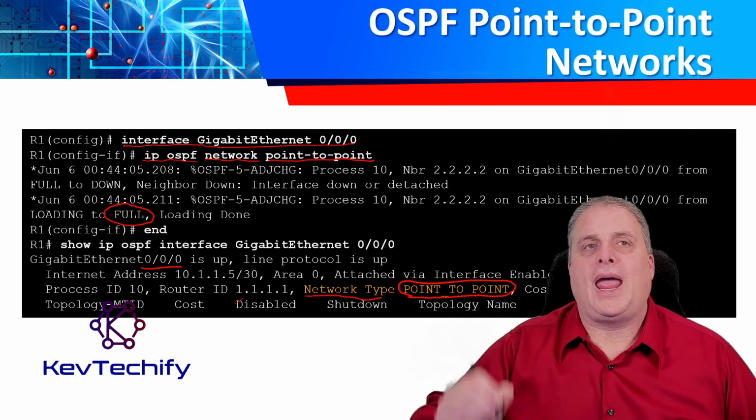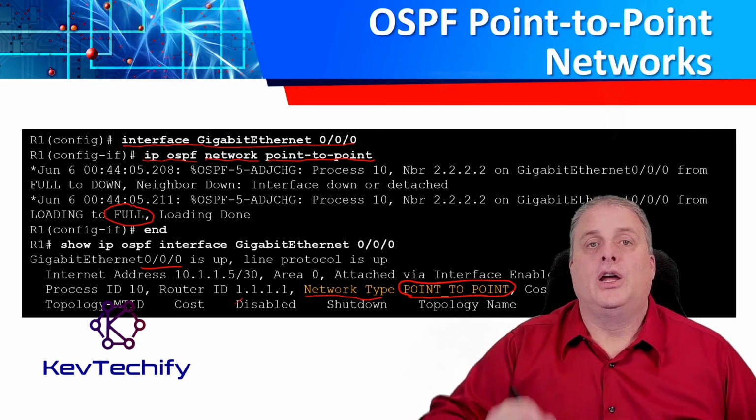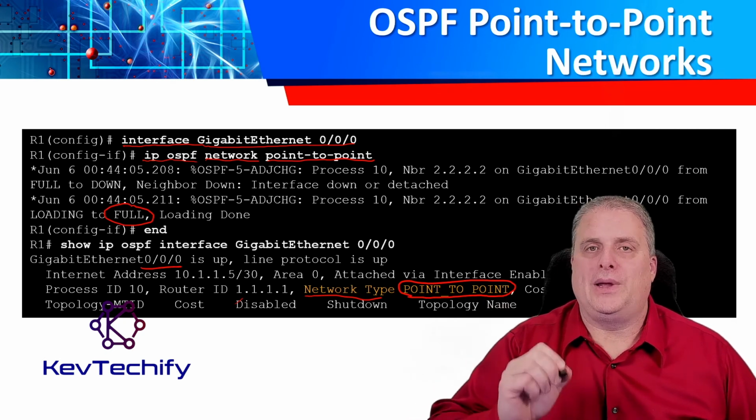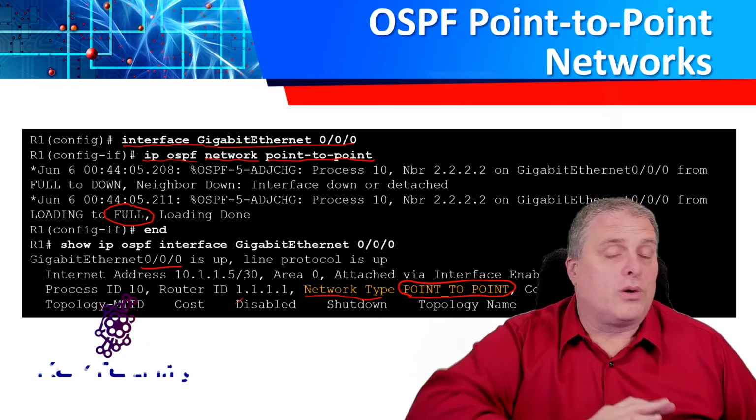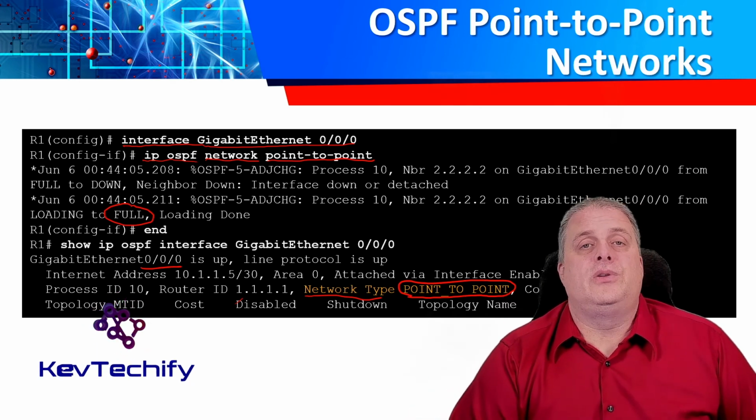We don't have to do that election. There won't be a designated router. There won't be a designated router on this connection because there's only 2 devices. There only will ever be 2 devices.